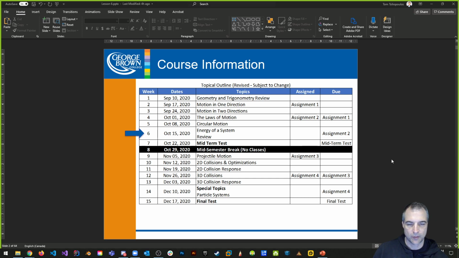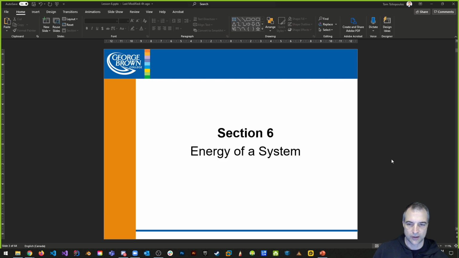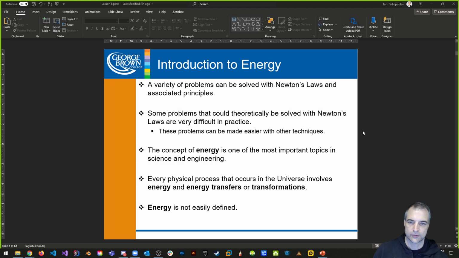So what are we talking about today? We're talking about energy of a system. So really, we've been using Newton's laws for a couple of things. We've been using the laws of motion. Last week we talked about circular motion and how that affects how we can use Newton's laws with circular motion. But sometimes when we try to solve problems with Newton's laws, they become difficult. So then we can use another concept to help us solve these problems.